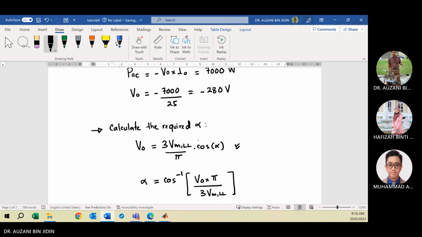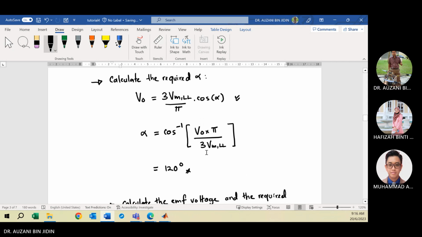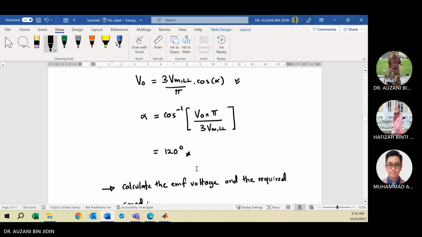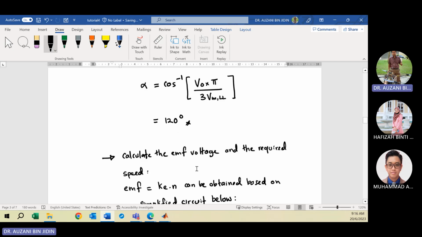Then next step, you apply this equation. This is the output voltage from the three-phase rectifier, so you must multiply by 3 VM, where VM is line to line. You rearrange this equation to calculate alpha. Then you get the angle as 120 degrees. So make sure in your solution you put it in degrees, because after this you need to estimate the voltage harmonic, so you must apply alpha in degrees.